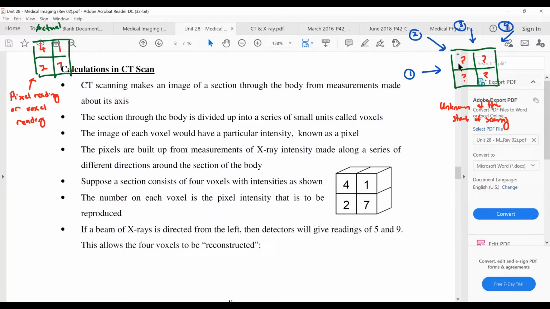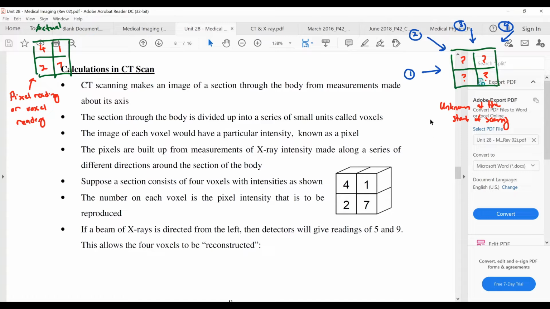All right, but you do not know what is the value inside each of the voxels. So when you do CT scanning, when you want to scan a slice, you are actually trying to find out what is the number contained inside each of these voxels. When you first start to scan, you do not know what is the number contained inside each of these voxels. But by the end of your scanning, after you scan in 4 different directions, you will be able to find out what is the actual value.